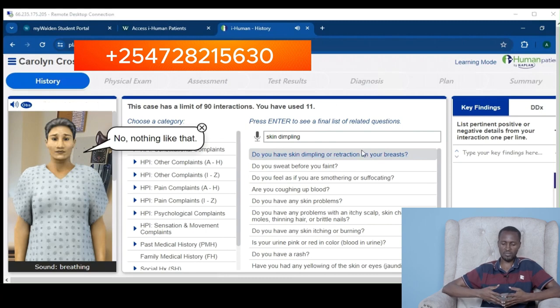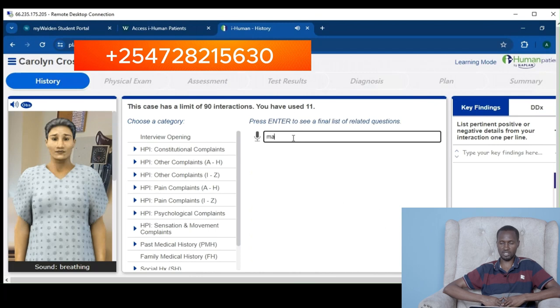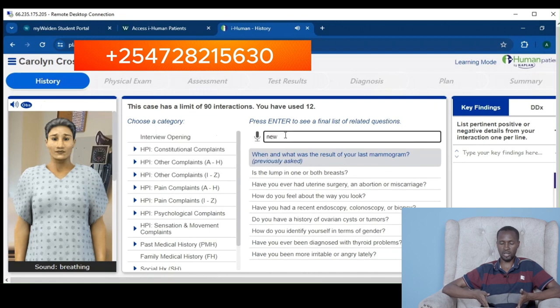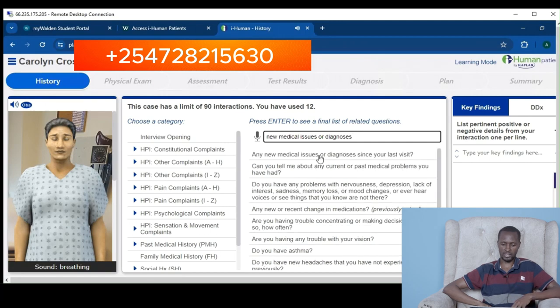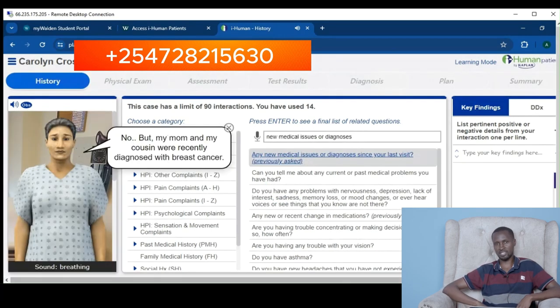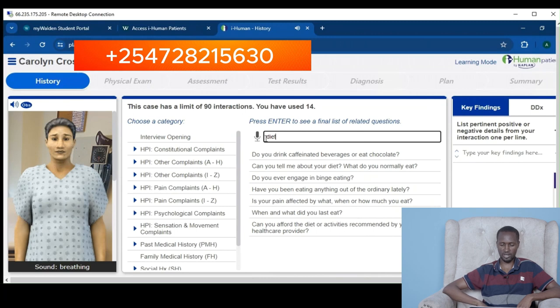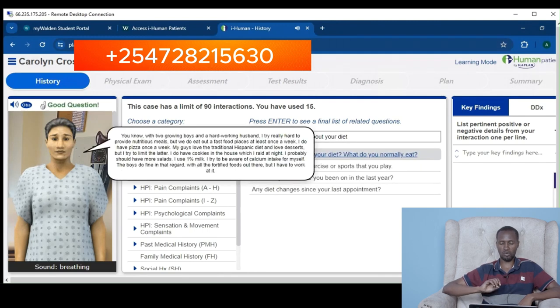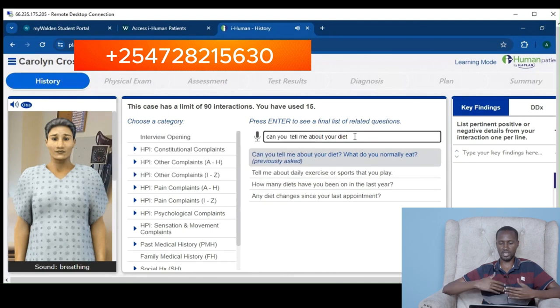Then you also have to ask if the patient has any medical issues or diagnosis since she last visited the clinic. This can be a specific question depending on the patient, and it can also be general, or it can apply to more than one case. Then questions about diet, a general question that you have to ask nearly all patients you encounter in Human Cases. Then, if the patient is taking alcohol or using drugs, you have to ask if there are people in their lives who have suggested that they cut down, or just to know if they are actually taking too much.